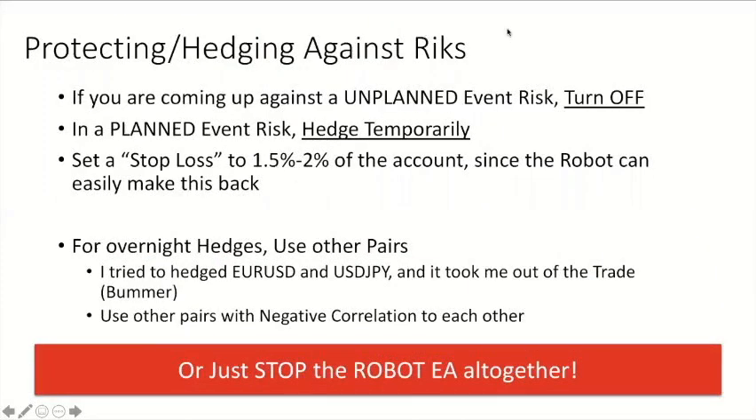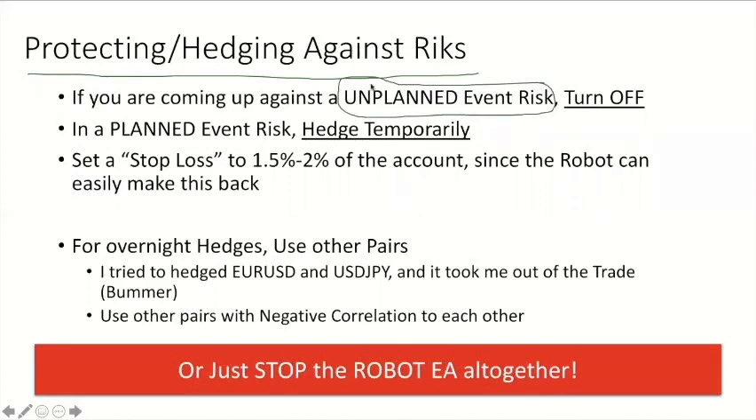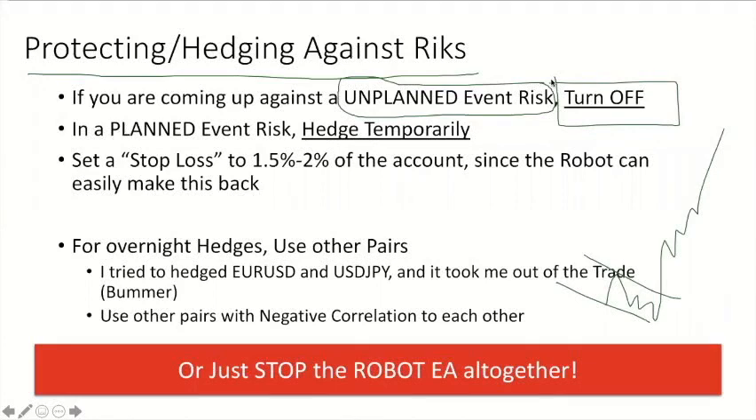So here's just some of the advice that I'm giving, for you to protect your positions. Of course, the best way is that you try this yourself. So protecting, hedging against risk. If you're running up against an unplanned risk event, say Trump announces something, say, hey, we've resolved the trade war issue, so suddenly you see a pair trending downward just going up like that, turn off the robot. Just get out of there and chill, okay? Don't do anything for the next several hours.